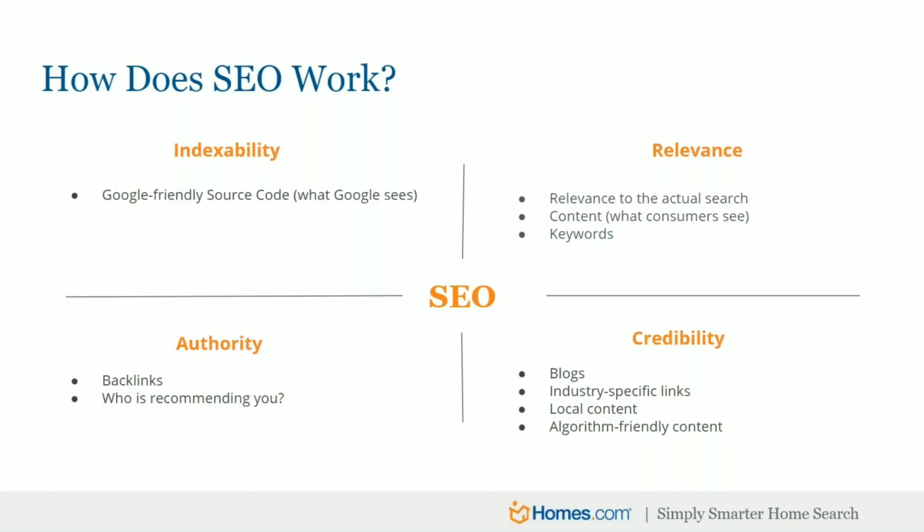The second thing is relevance. So it's relevance to the actual search. If I'm looking for real estate and I get car dealerships pulling up on my search, that's not relevant. So you want to make sure that you're showing up in relevant searches. The keywords that you want to use are keywords that are relevant to your business. You don't want to just use keywords to try to trick somebody into coming to your page when it's got nothing to do with what they're looking for.